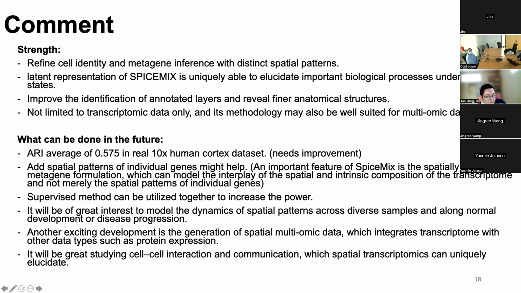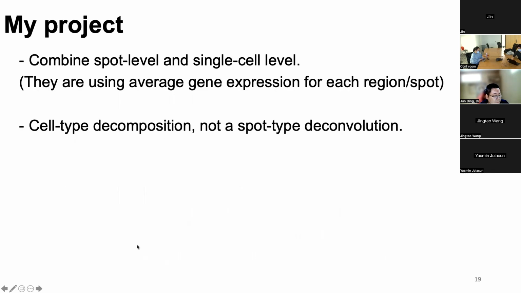And it's also of great interest to model the dynamics of spatial pattern across, yeah. So the last point you mentioned here, like cell interaction and clustering, that is exactly what Zhou is doing. We don't think it's a good idea to segregate the cell interaction inference and also the spatial clustering inference. So instead of doing them separately, we put them together in one model. Yeah, right. And we don't have so much time, so I'm going really fast about my project.